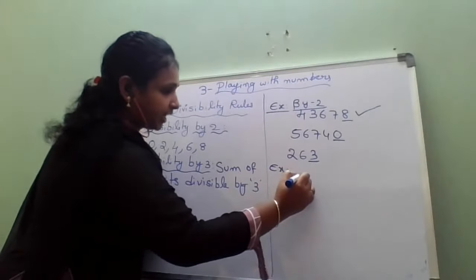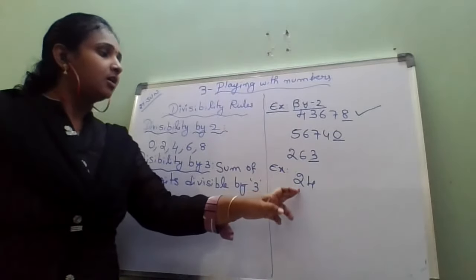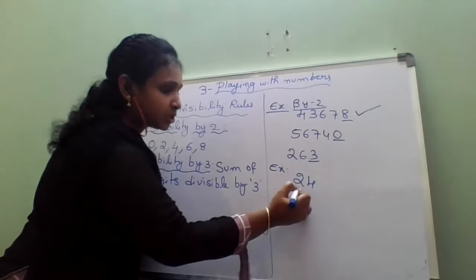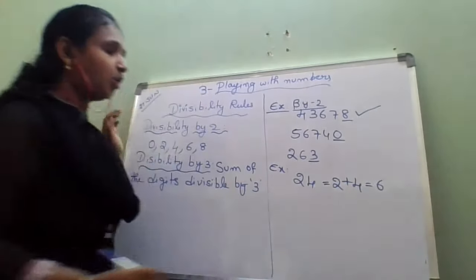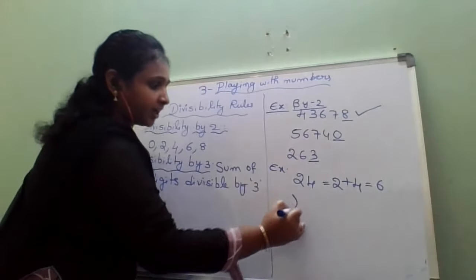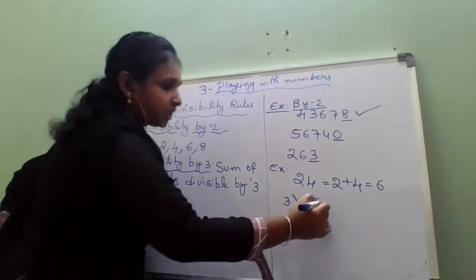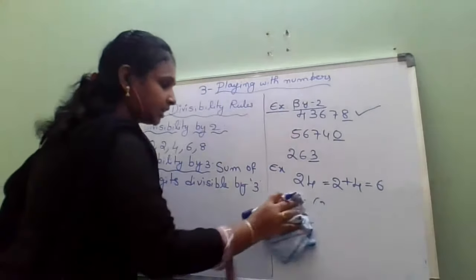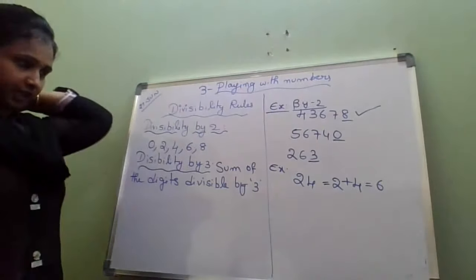So let's take one example. Take 24. The sum of the digits means 2 plus 4. If you add these two digits, you will get 6. Is 6 divisible by 3 or not? How will you check? You divide 6 by 3: 3 twos are 6, so the remainder is 0. So 6 is divisible by 3. Like this you will check the divisibility by 3. Okay.